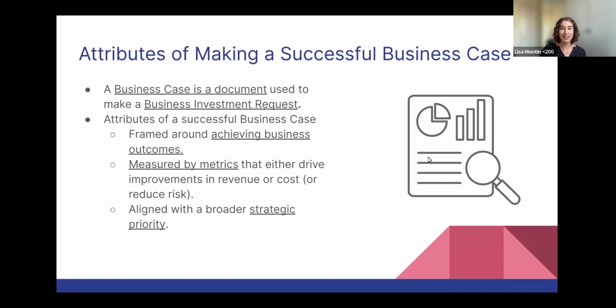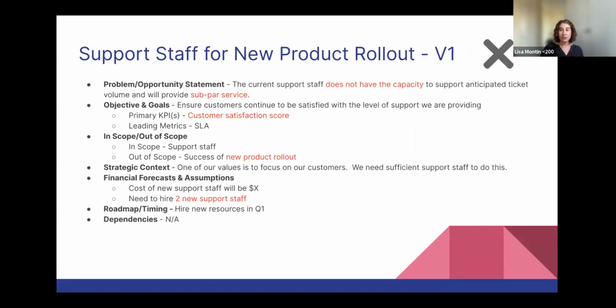Okay, so let's get into an example here. We're going to be talking about a new product rollout. And we're going to be requesting support staff, so some resources to support that new product rollout. And we'll start with an example that's maybe not so successful. And you can see these bullets here in the business case template that I'm going to share at the end. There's a longer form version of this, but this is just sort of an abridged version for the purposes of our conversation. So let's get into it.